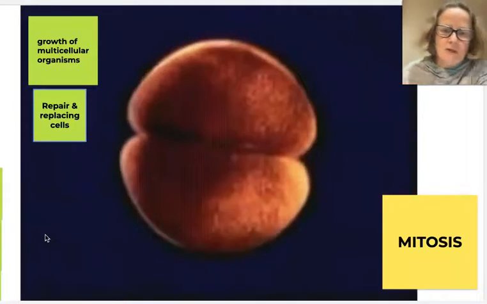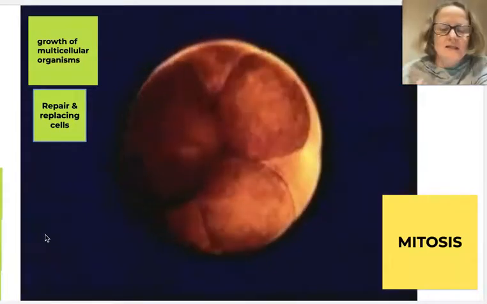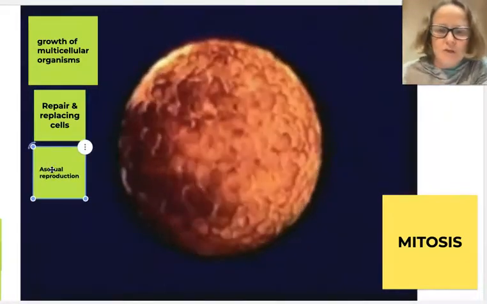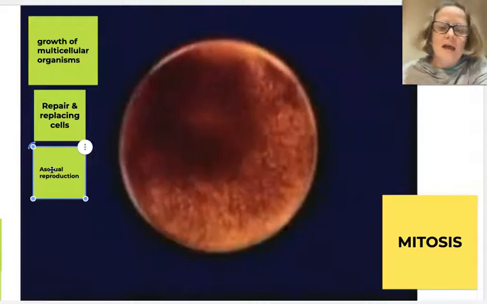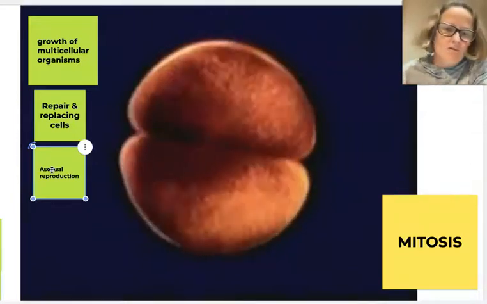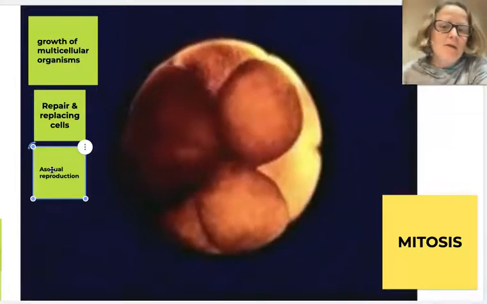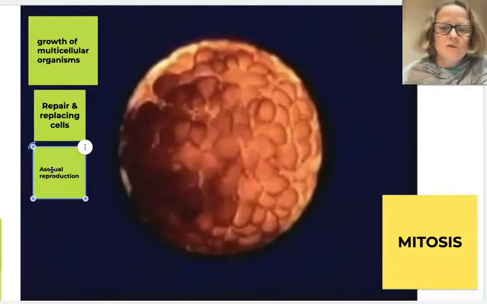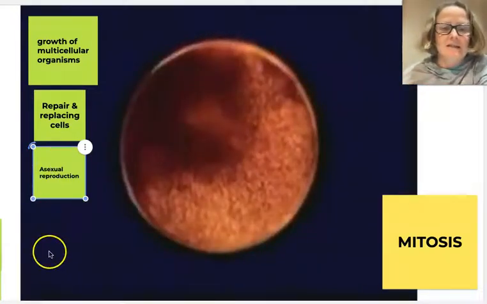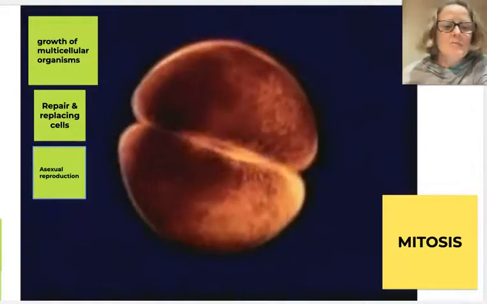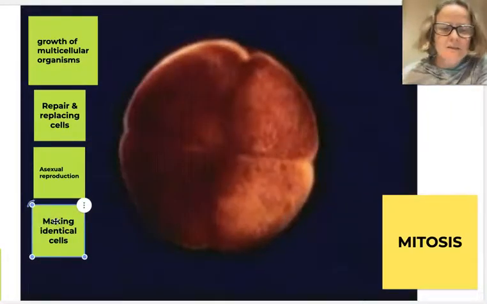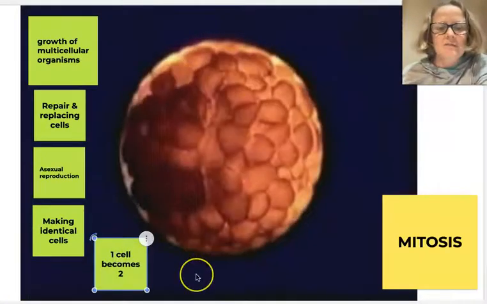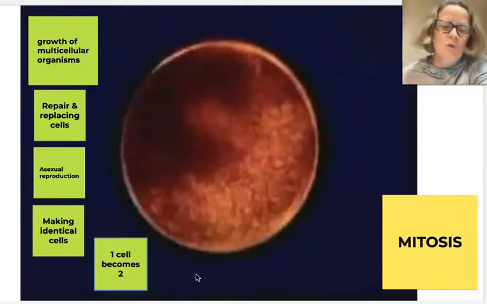So, for example, you need new skin cells all the time, you need to replace them. And another thing we can use it for is asexual reproduction. So if you want to make more of a cell, because maybe you're a single-celled organism, maybe you're an amoeba swimming around in a pond and it's a really favorable environment, you want to divide, make more of yourself and take advantage of that successful environment. So in mitosis we make identical cells, so genetically identical cells, and each time one cell divides and becomes 2 identical cells.